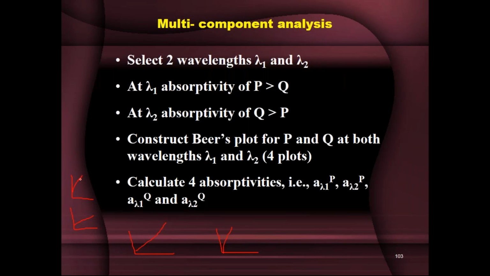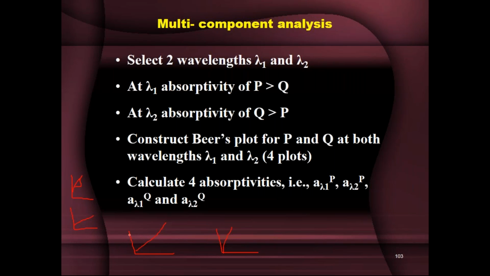So in each case, what you have to do is find the slope of each of these curves. So y2 minus y1 divided by x2 minus x1. Like this, you find the slope. The slope of this, now this was the curve that you got for P at lambda 1. So the slope is nothing but the absorptivity. So you will get A P at lambda 1. This is superscript, this is subscript. So the first absorptivity you will get from here. This was a curve that you got at lambda 2 for substance P. So the slope will give you A lambda 2 for substance P.